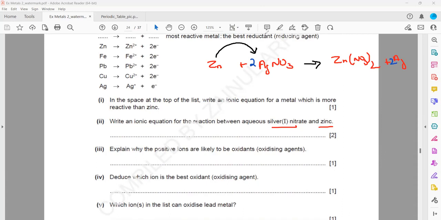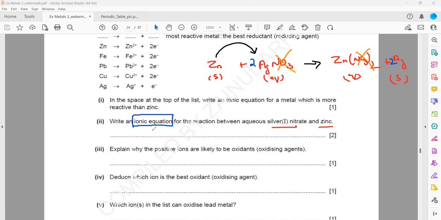Now, this is the overall equation, but they did not ask for the overall equation. They are asking for the ionic equation. In an ionic equation, solids, liquids, and gases we write as they are. Zinc is solid, all nitrates are soluble, so silver nitrate is aqueous, zinc nitrate is also aqueous, and silver is solid. Then we cancel out the common ions in aqueous. So nitrate ions cancel out on both sides.